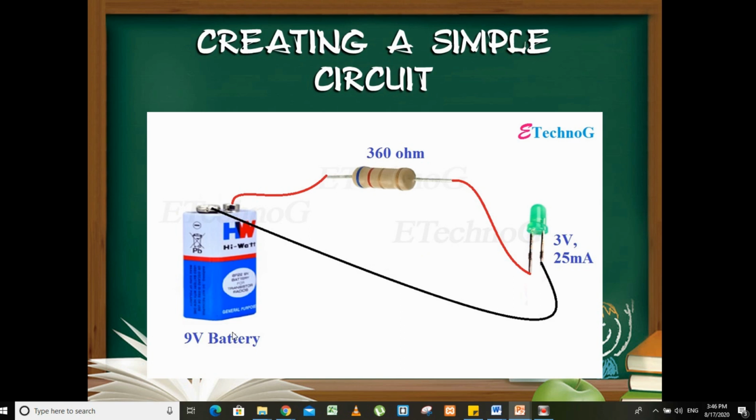Here we have a 9-volt battery, and the maximum voltage this LED can carry is 3. So connecting 9 volts to this LED directly will damage the LED. Therefore, we need a resistor. We need this soldier man here.